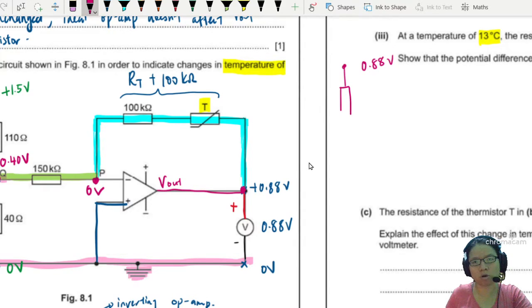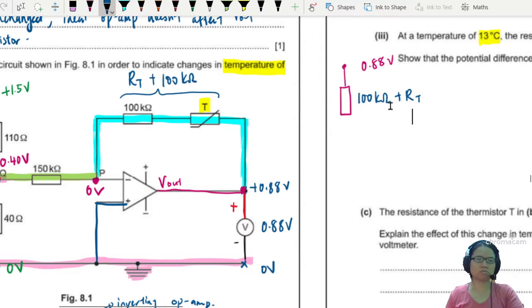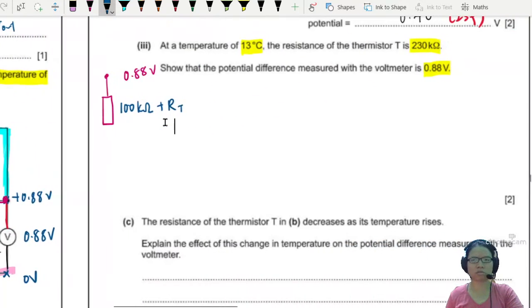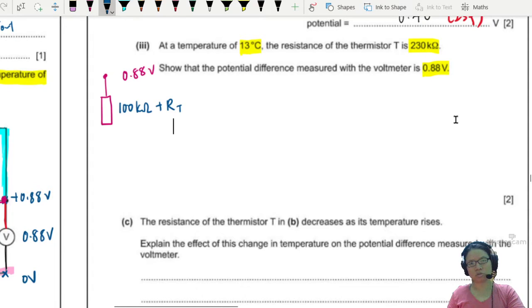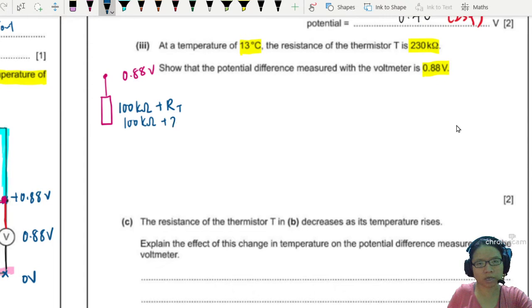So here is a combination of these 2 resistors. I'm going to just call these 2 100 k ohm plus RT. I don't know what RT is. Did they say? Oh, they gave it: 230. So this will be 100 kilo ohm plus 230 kilo ohm. Very nice. All right, moving on.